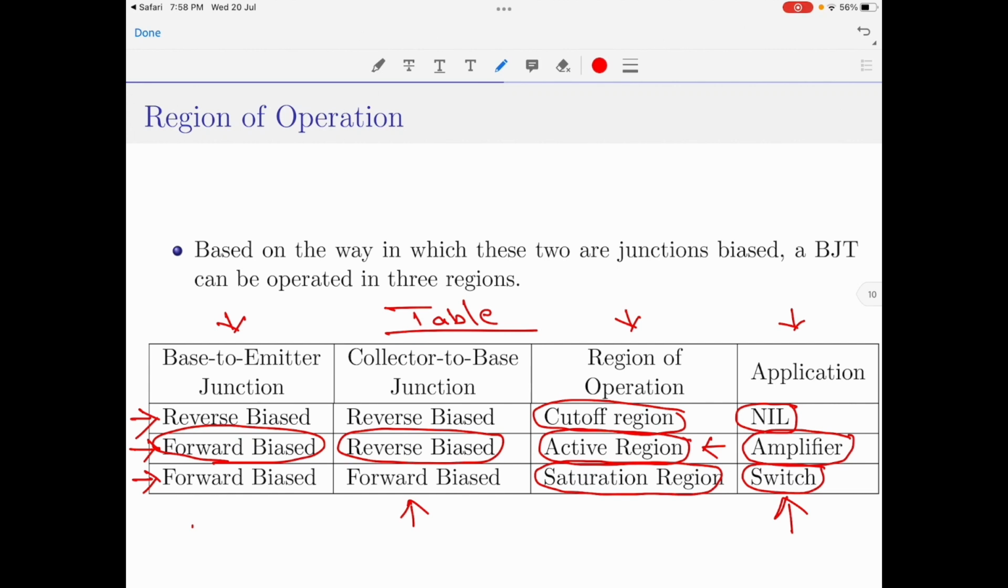In a very similar fashion, if you want to use the BJT as a switch, then it should be operated in the saturation region, and if you want to operate the BJT in the saturation region, then both the base to emitter junction as well as the collector to base junction must be forward biased. Right, now we have understood that there are two junctions. We have to bias the junctions in a certain fashion to operate the device either as an amplifier or as a switch. So, the obvious question that arises now is how to bias these two junctions.